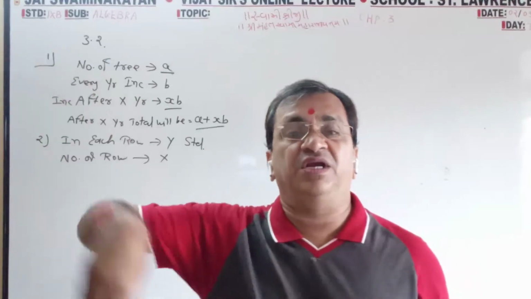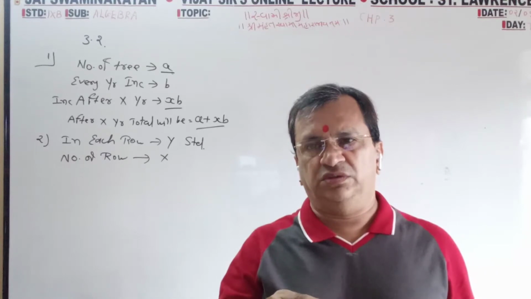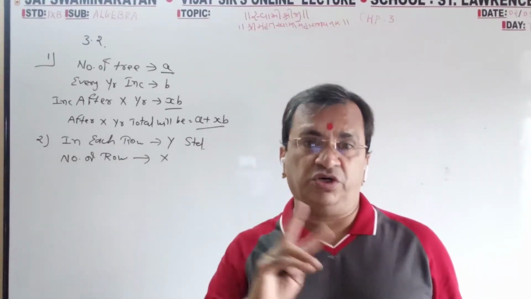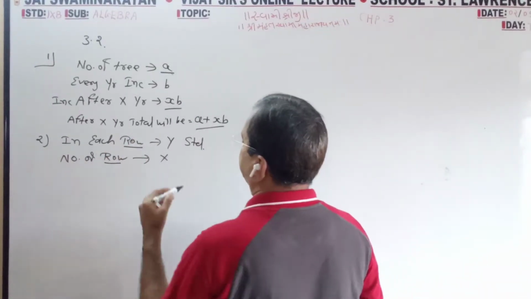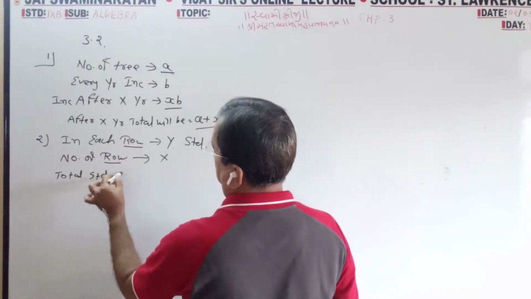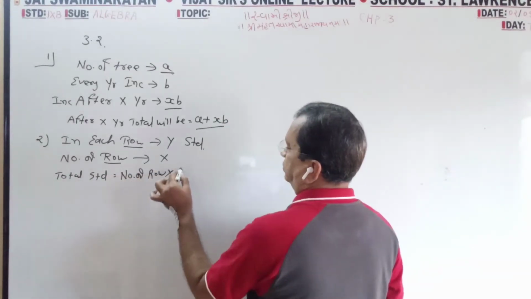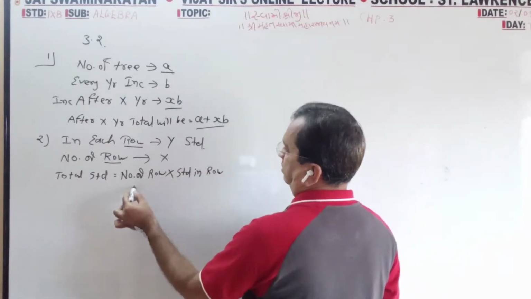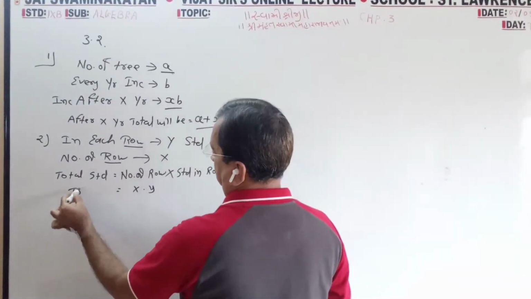10 students, 3 lines of 10 students. So 10 threes are 30. So total number of students is equal to number of rows and number of students in the row. Number of rows into students in row. So number of rows X, this is Y. Total.